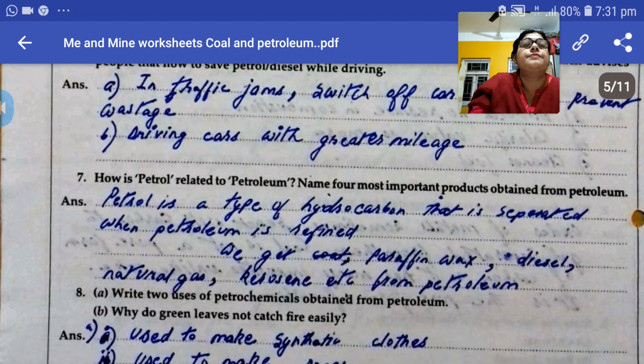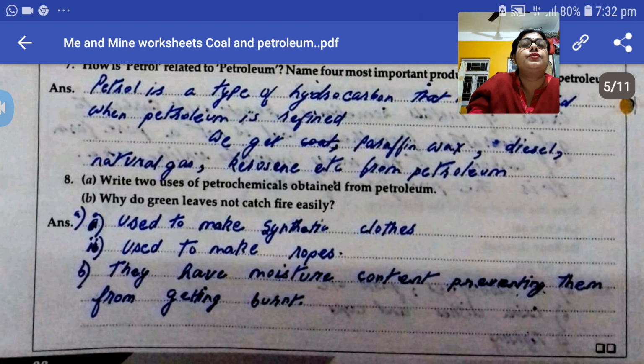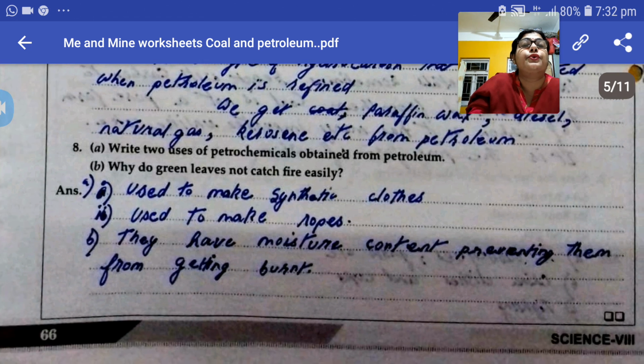Okay. How is petrol related to petroleum? So petrol is a type of hydrocarbon that is separated from petroleum when it is refined. Name four most important products from petroleum. So we get paraffin wax, diesel, natural gas, kerosene, gasoline, etc. from the petroleum. Write two uses of petrochemicals obtained from petroleum. So they are used to make synthetic clothes, we already got this in synthetic fibers and plastics. Okay, another one is used to make ropes.